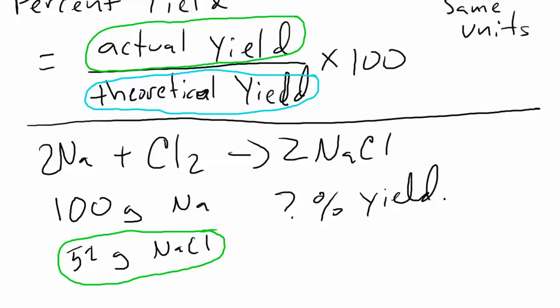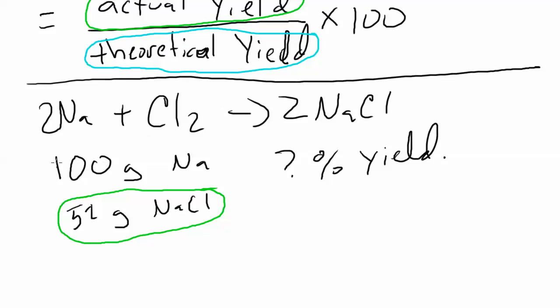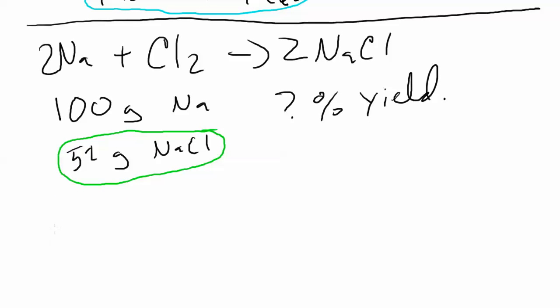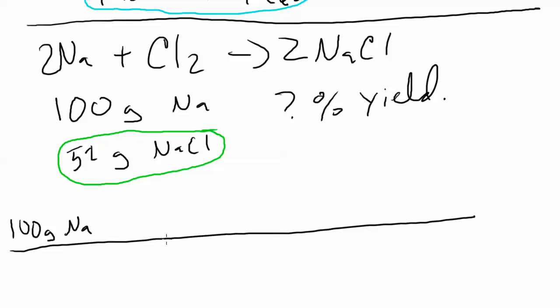What we don't know is the theoretical yield. We're going to have to calculate that. The problem gave us how much of our limiting reactant we have, 100 grams. We have to calculate how many grams of sodium chloride that's going to make. At this point, you should be getting really comfortable with a simple stoichiometry conversion like this. So we have 100 grams of sodium, and we're going to go from grams of sodium to moles of sodium.